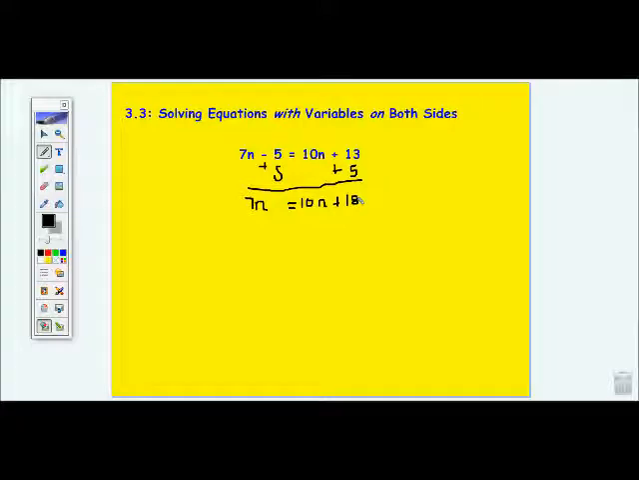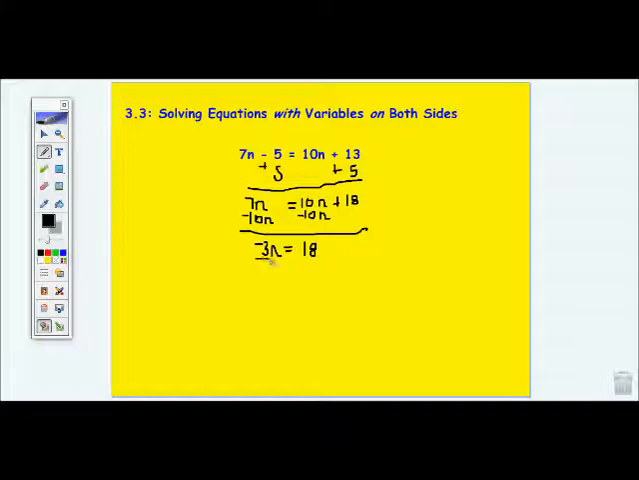Alright, now we need to get our variables together, so they're going to claim the left side of the equal sign. So I need to move this one from this side over to the opposite side. Balanced equations, same thing. Alright, 7n combined with the negative 10n will give you a negative 3n. And our constant terms were 18 when combined.